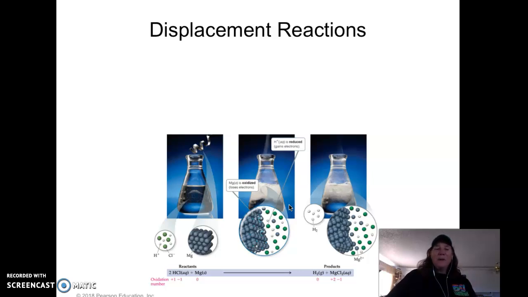Anyway, the last part of the notes talks about displacement reactions, and again, we already did double displacement. Remember, we looked for a precipitate. We looked for one that was insoluble. Well, what we're going to do now is look at a single displacement reaction, and we can determine whether it will happen or not by using what they call an activity series.